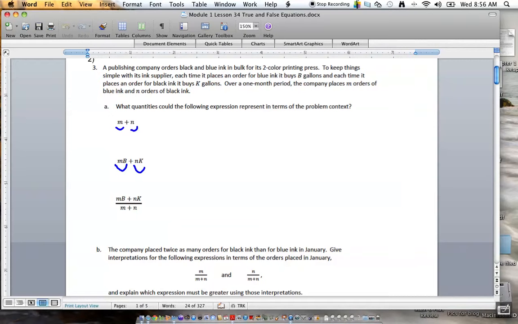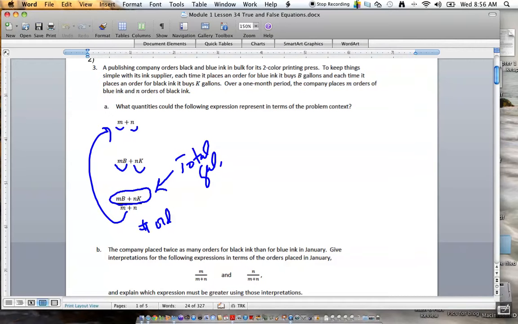So if I add up the total number of gallons of blue and the total number of gallons of black, what do I get when I add them all up? Total number of gallons. Good. Now notice this is, we just said, total gallons. And this was number of orders, right? So what do you think the top divided by the bottom is? Go ahead. Amount of gallons for each order. Yeah, the average number of gallons per order. Okay? All right, now part B.